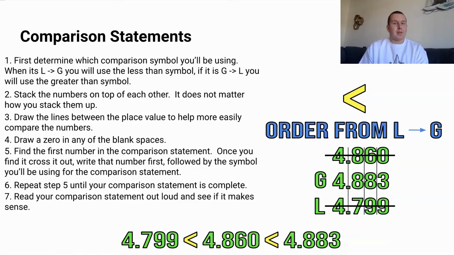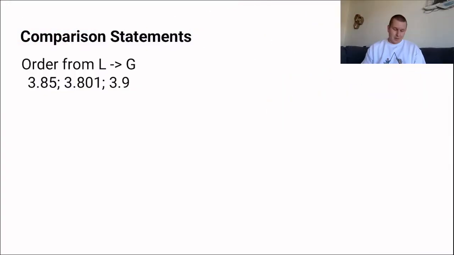So ordering numbers from least to greatest and greatest to least isn't too much different than what we did when we were just comparing two numbers, but there are a couple of slight differences. Let's go ahead and practice a couple of problems together. All right, so in this first problem, we're once again going to be ordering from least to greatest.